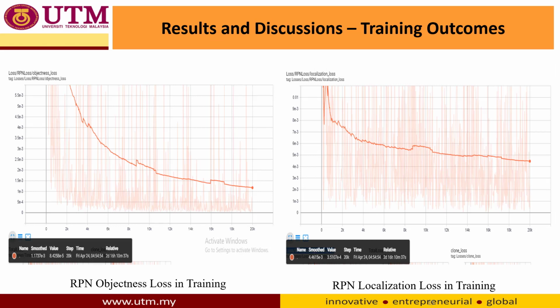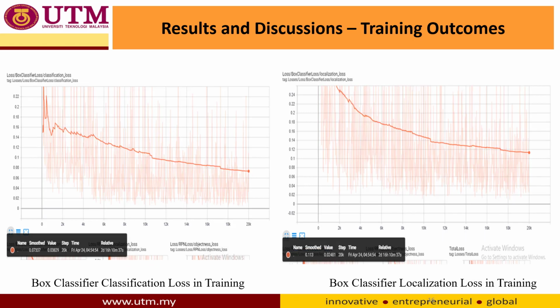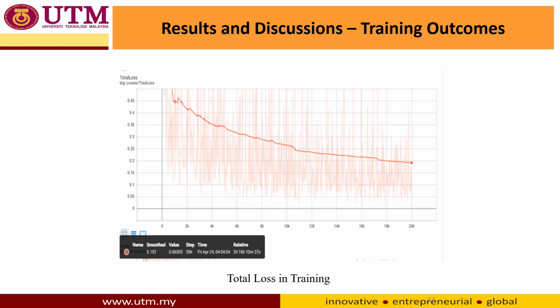The following are the results. We can see that the objectness loss in our training reduces as we go through the training process. The localization loss also decreases as we train. And this is our box classifier classification loss per period of training, and also the box classifier localization loss in the training stage. The total loss in the training stage is now very low, at only 0.2.